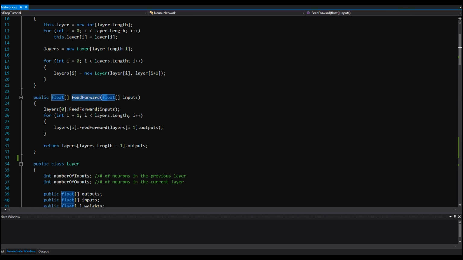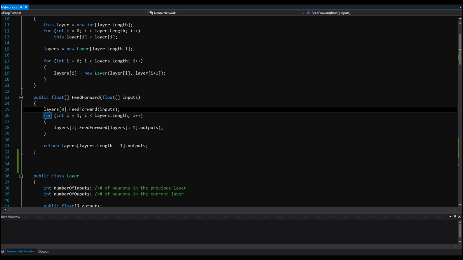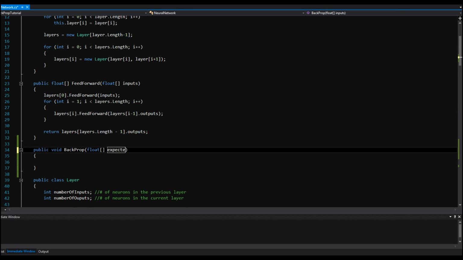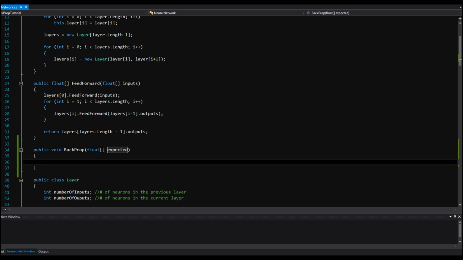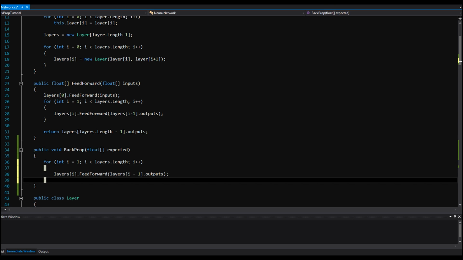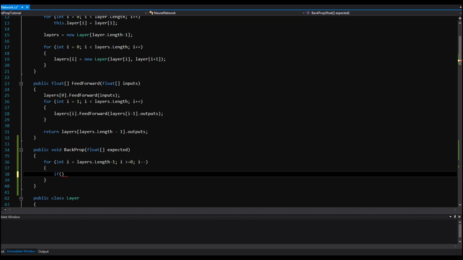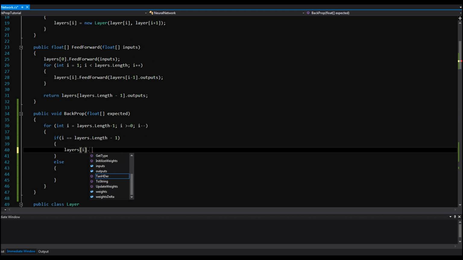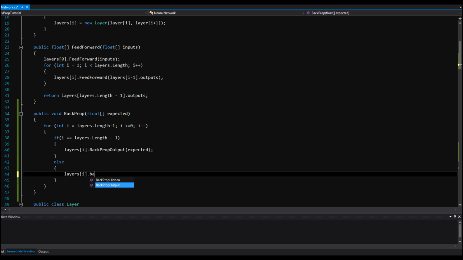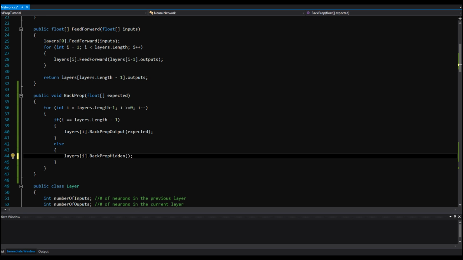Just like this feed forward, we need to write a backpropagation method, and it takes an expected value. So now we just want to iterate over every single layer, but we actually want to iterate backwards. We want to check if the current layer is an output layer. Layers at I dot backprop output, pass in expected, otherwise backprop hidden. In this, we're going to have to pass in the gamma values of the layers at I plus 1, the forward layers, and we're going to have to pass in the forward layers' weights.